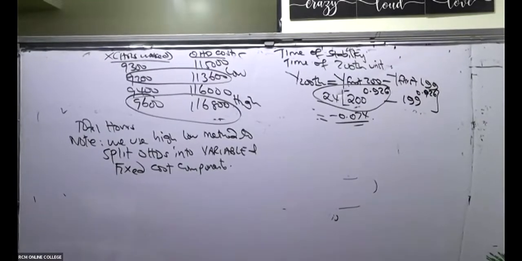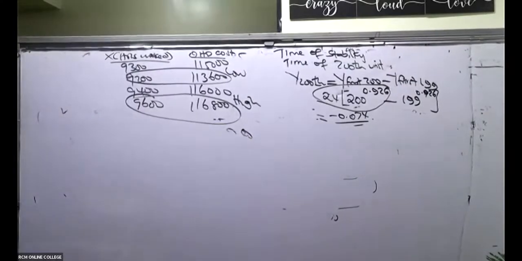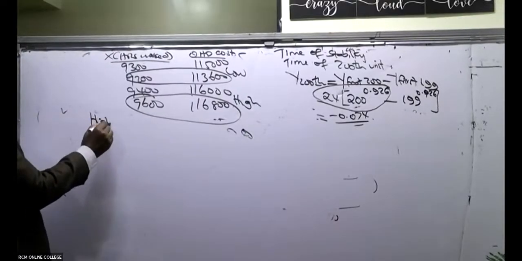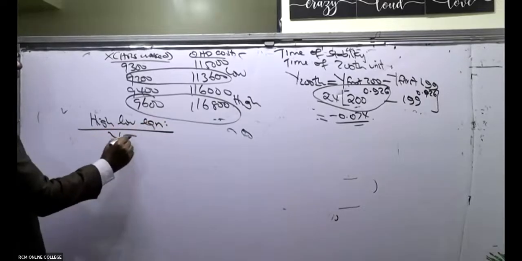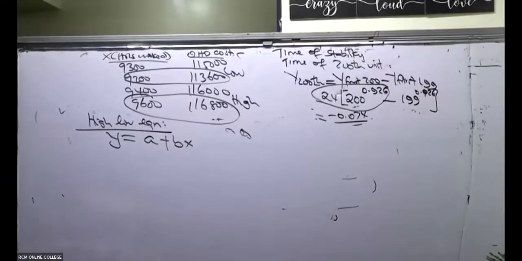How do you form the high-low equation? Remember, high-low equation is a straight line, and our straight line looks like this: Y equals A plus BX.